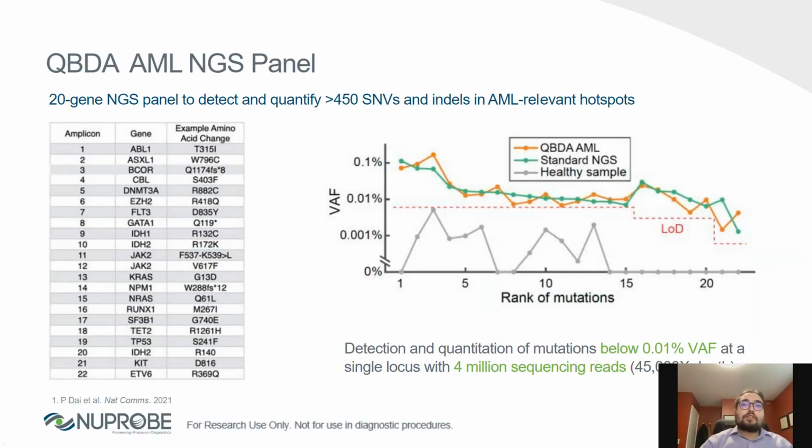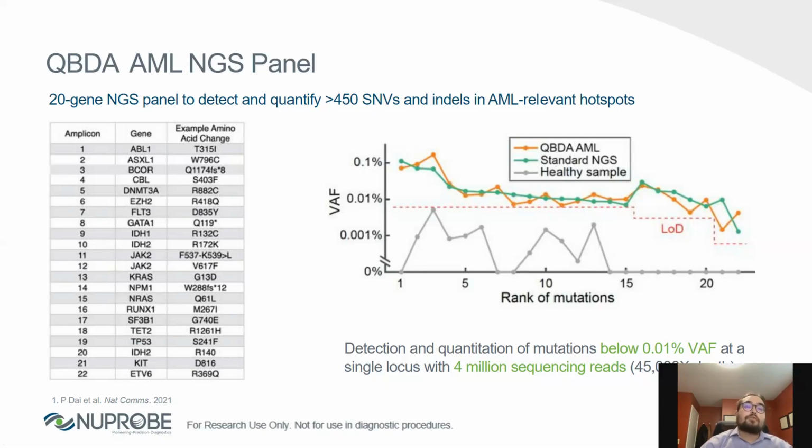So we then constructed a 20-gene NGS panel capable of detecting over 450 SNVs and indels in hotspots related to acute myeloid leukemia. And again, using synthetic reference material, we compared QBDA to NGS with UMIs, but without this enrichment. And even at VAF levels below 0.01%, and in some cases well below 0.01%, we found that all the mutations were detected using the QBDA approach.